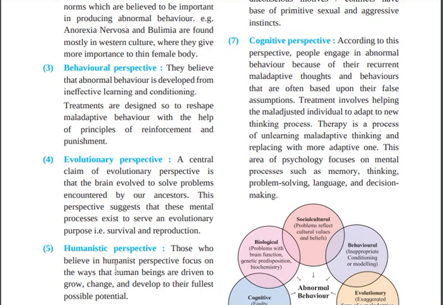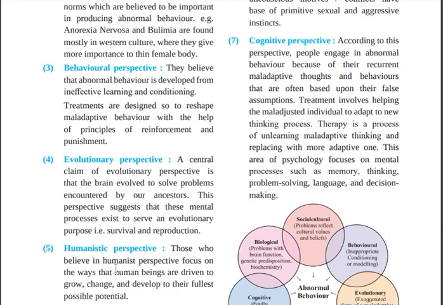Cognitive perspective. So the seventh perspective is nothing but the cognitive one. According to this perspective, people engage in abnormal behavior because of their recurrent maladaptive thoughts and behavior that are often based upon their false assumptions. So treatment involves helping the maladjusted individual adopt a new thinking process. Therapy is a process of unlearning maladaptive thinking and replacing attitudes.